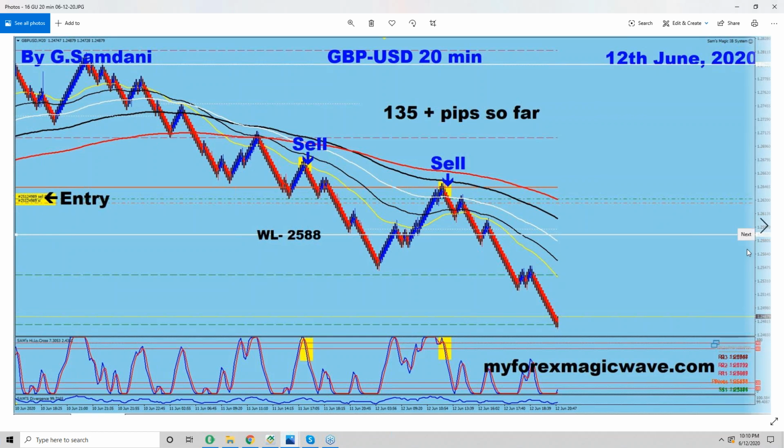And then you can see here my entry, and then that trade moved to break even and all the way down to 135 pip. Right now, let me show you the reason behind these trades.